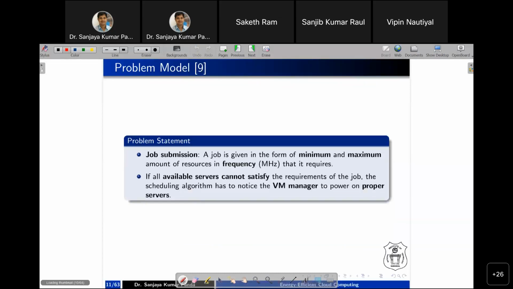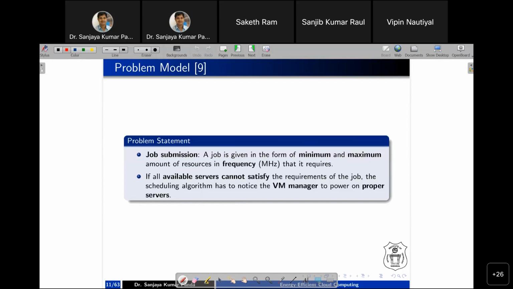Okay. Now let us see a simple problem. I'll tell a very simple problem. This problem is called the job submission problem. You are given a set of jobs, and you are also given a set of servers. You have to decide which job is suitable for which server, right? A job is given with a minimum and maximum frequency, which we have seen. Similarly, a server is also given with a minimum frequency and maximum frequency.